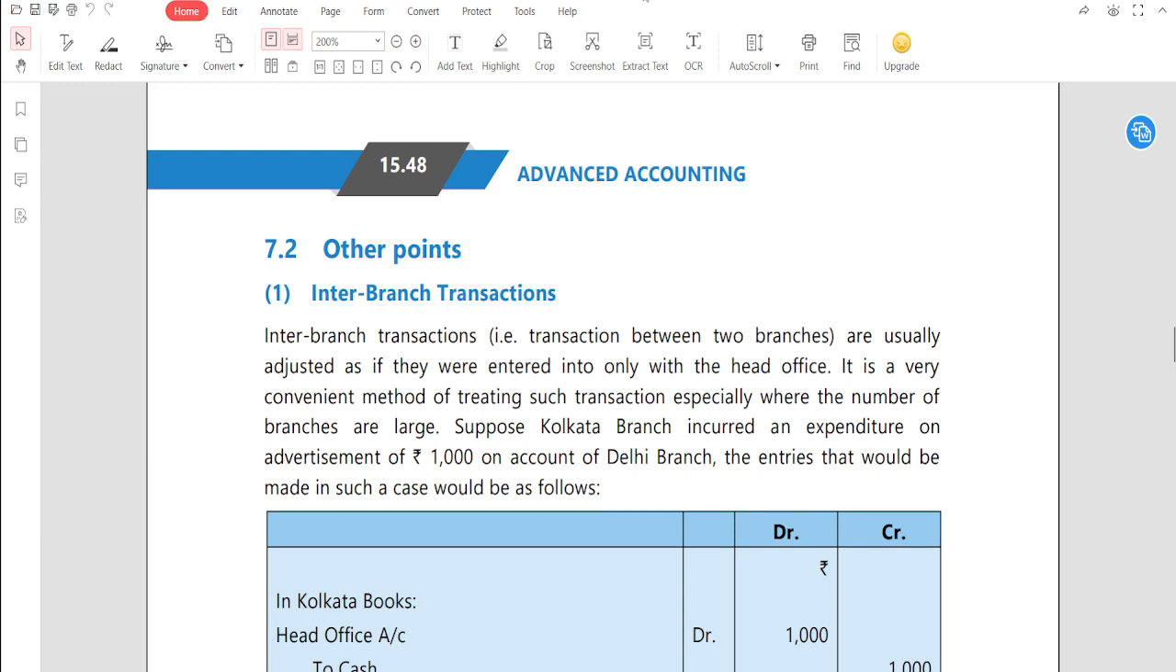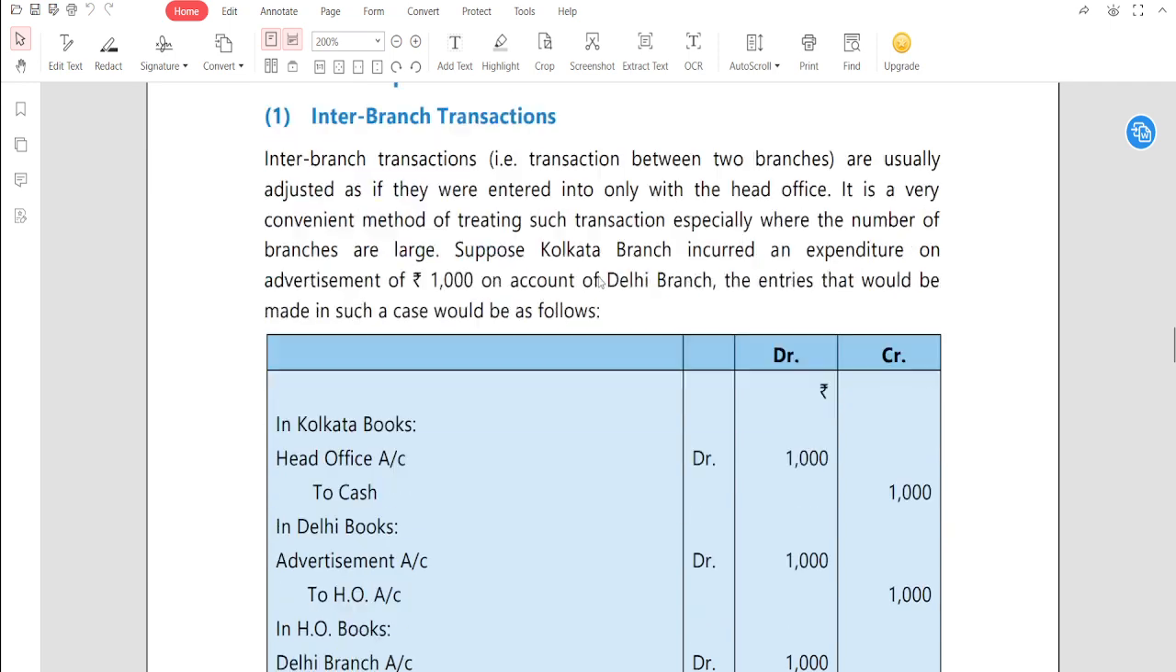Interbranch transactions, that is transactions between two branches, are usually adjusted as if they were entered into only with the HO. It is a very convenient method of treating such transactions, especially where the number of branches is large. Okay, suppose Kolkata branch incurred an expenditure on advertisement of 1,000 on account of Delhi branch. The entries that would be made in such a case would be as follows. In the Kolkata books, HO account debit to cash.